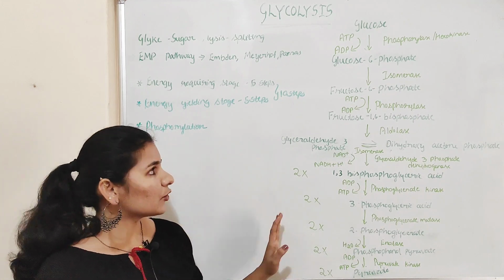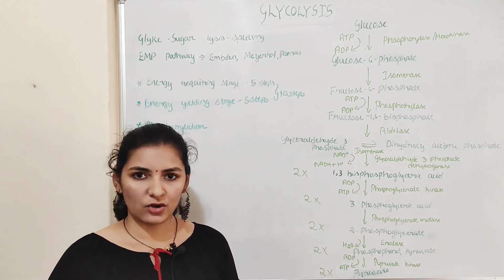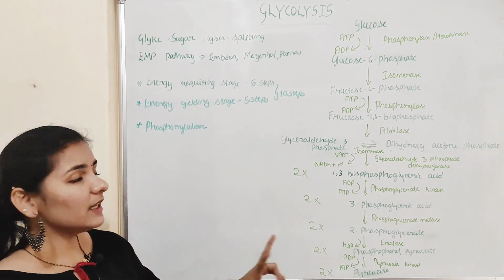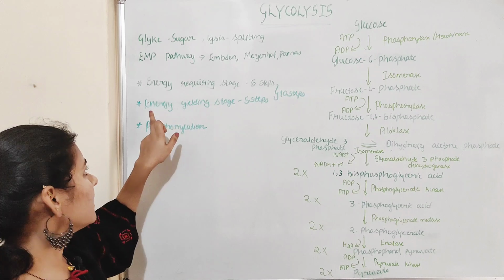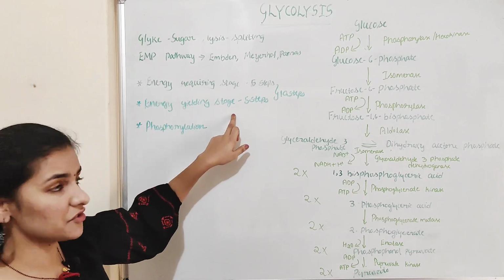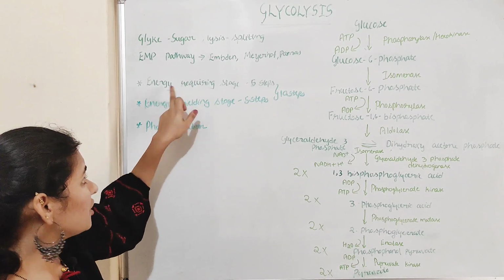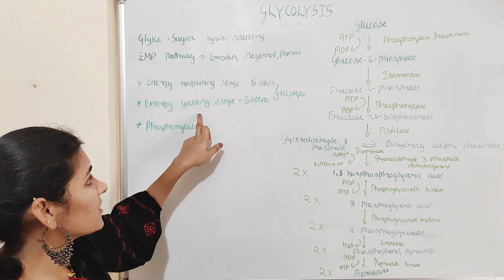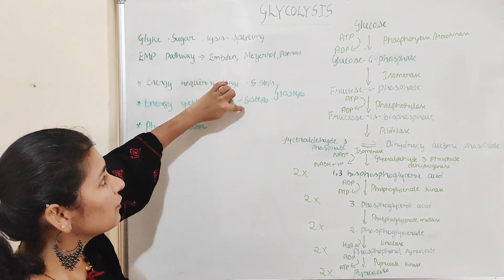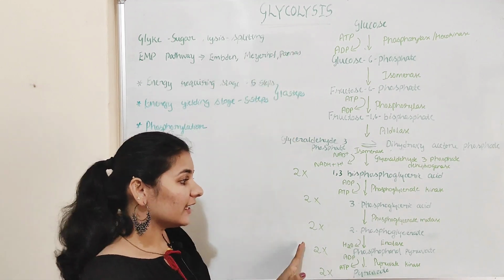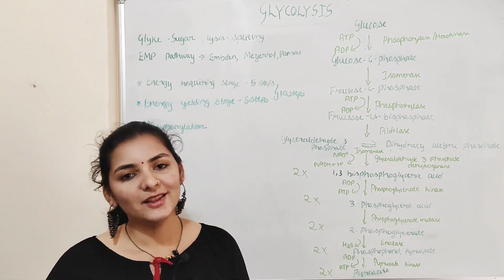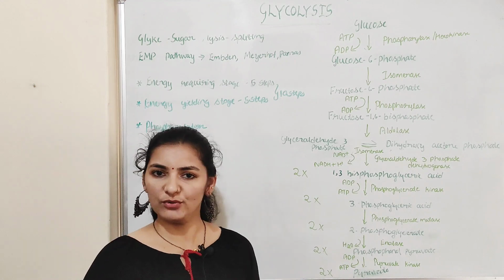Now let me discuss the actual steps of glycolysis. Glycolysis mainly has two stages: the energy requiring stage and the energy yielding stage. Each stage has 5 steps. So 5 plus 5, 10 steps. In total, glycolysis has 10 steps. Now let me talk about each step of glycolysis.